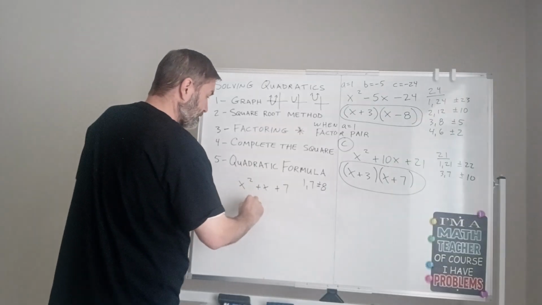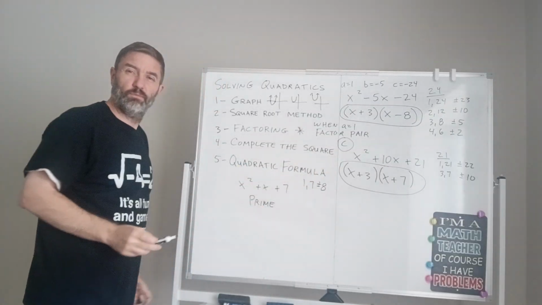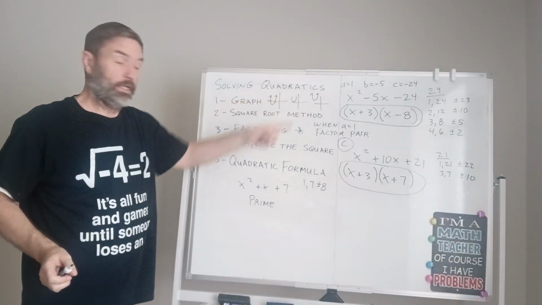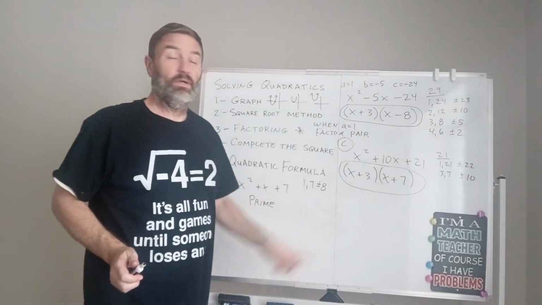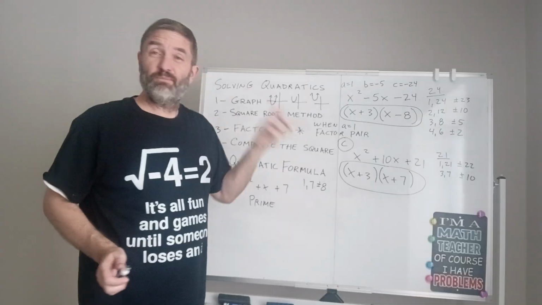Prime means that you can't write it as a product of two binomials. This is when you have your no real solutions. Okay, that is when it's prime. These are your two solutions. Now, we'll get over solving it. That's the factoring part of it.